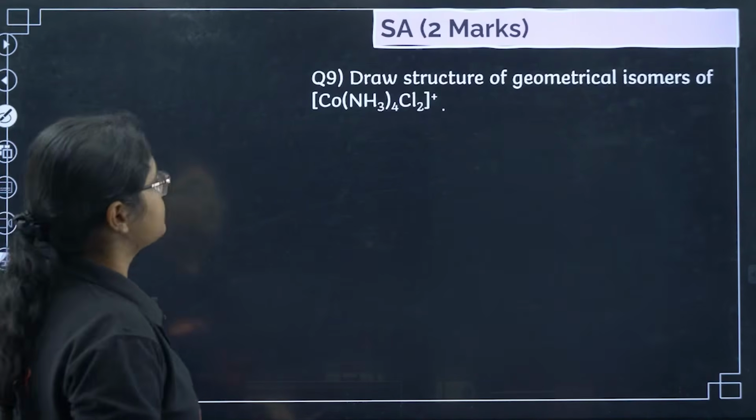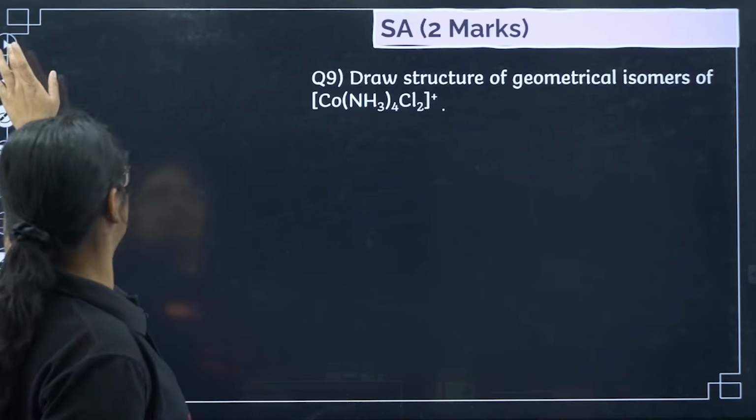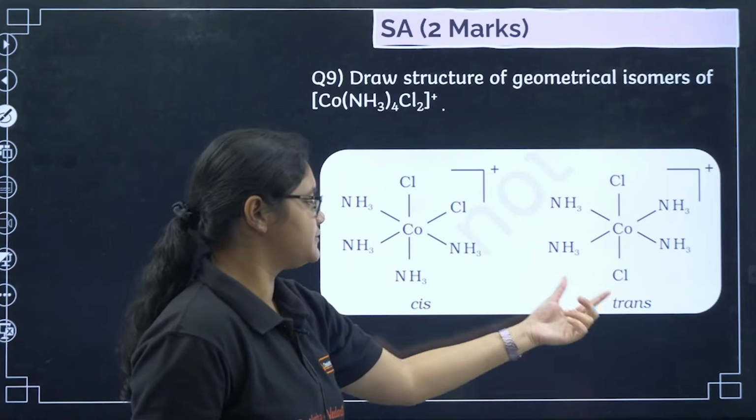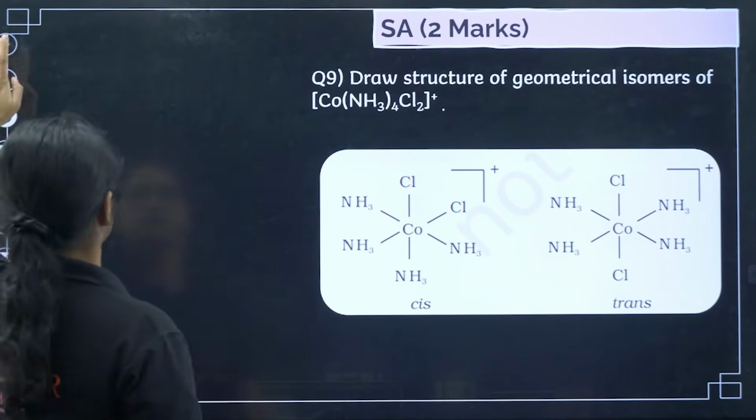Okay, tetrathiocyanato-S cobaltate(III). Now coming to the next one, draw the structure of the geometrical isomers of this particular compound Co(NH3)4Cl2. You can draw cis and trans. If the chlorines are opposite, that is trans. When the chlorines are adjacent, that is cis. So we can draw the cis and trans isomers.